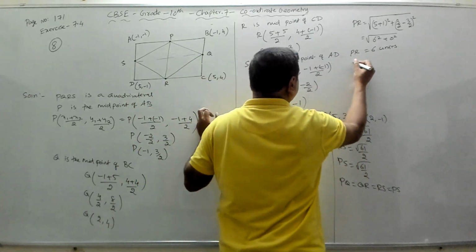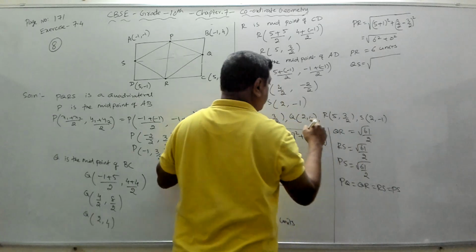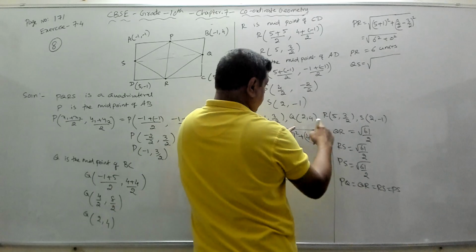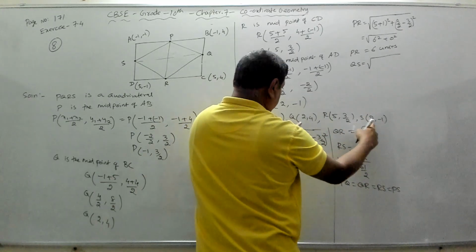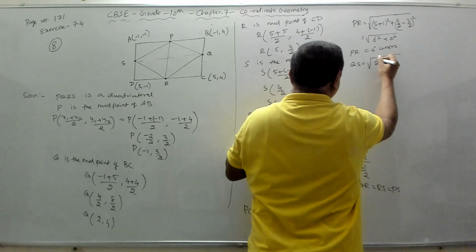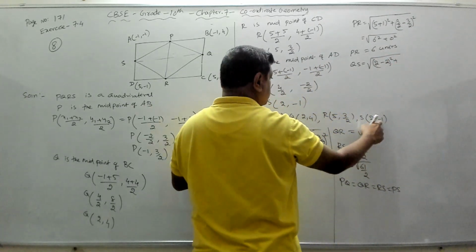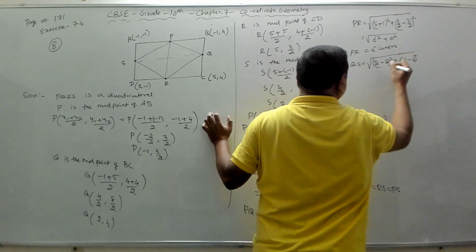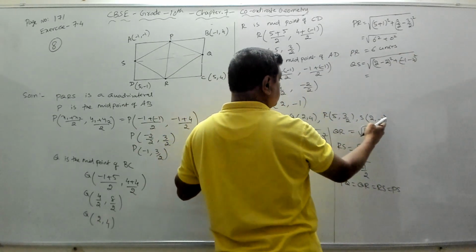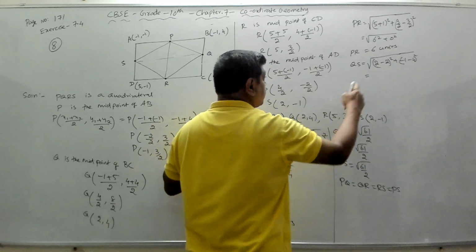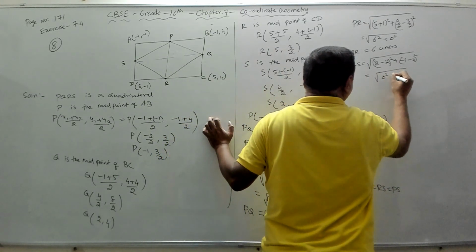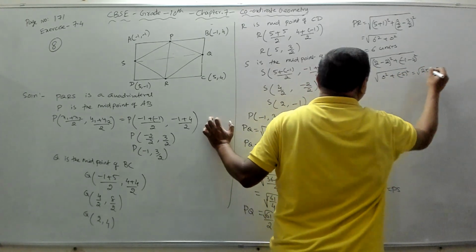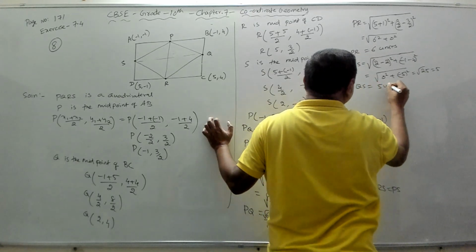QS will be square root of, again we apply the distance formula between these two points. This is x1, y1 and x2, y2. So x2 minus x1, which means 2 minus 2 the whole square, plus y2 minus y1, which is minus 1 minus 4, the whole square. That gives square root of 0 square plus minus 5 the whole square, which is square root of 25, which is 5. So your QS is 5 units.